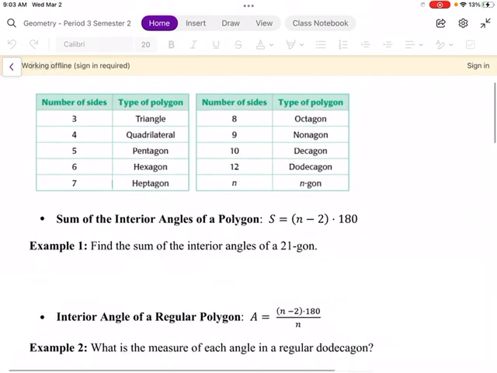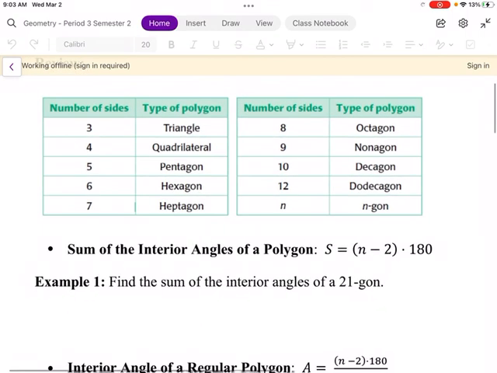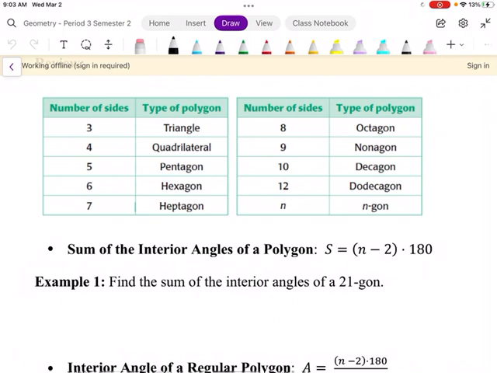So some things to review. These are the names of polygons. So you can look through this list, and these are names that you're going to want to have memorized and names that you're going to want to know the number of sides for them. So for example, triangle is 3, quadrilateral is 4, pentagon 5, hexagon 6, and heptagon 7, and so forth. So these are the ones you are going to want to know for the test.